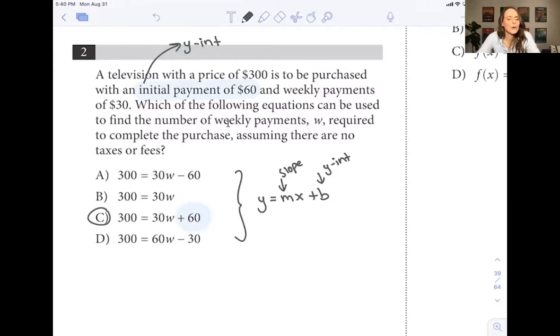I would still go and read the rest, or I would just circle this as, hey, I need to come back at the end and make sure that I read it completely and check that I picked the right answer, but it has to be C, right?